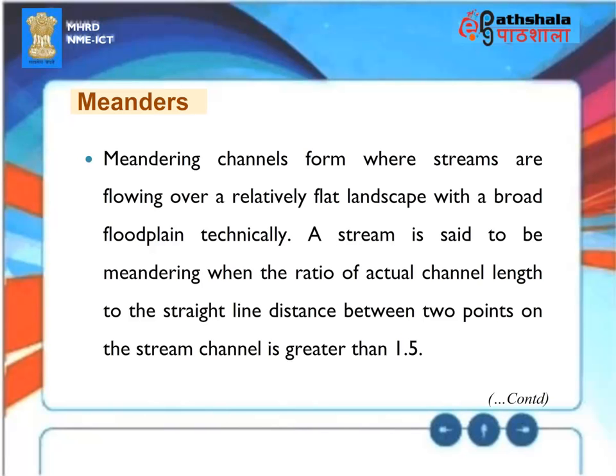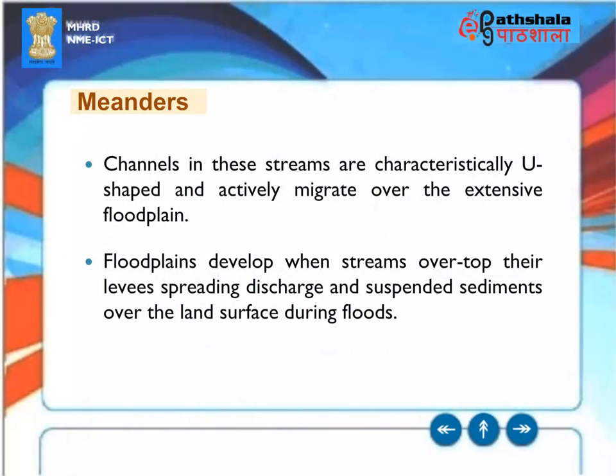Technically, a stream is said to be meandering when the ratio of actual channel length to the straight line distance between 2 points on the stream channel is greater than 1.5. Channels in these streams are characteristically U-shaped and actively migrate over the extensive floodplain.